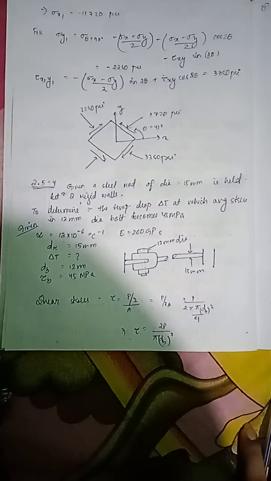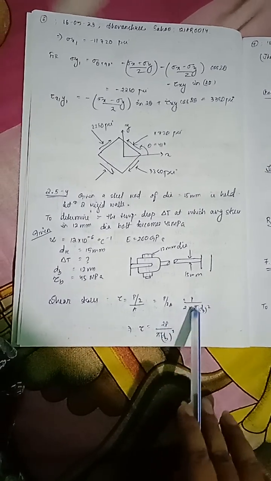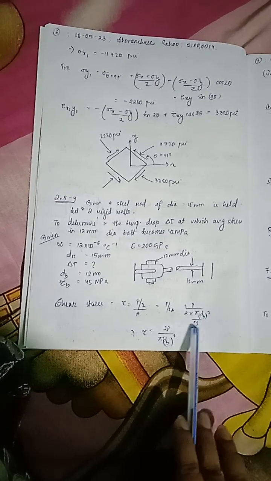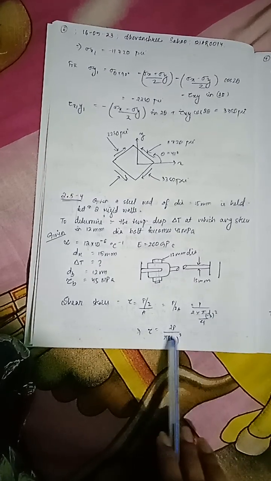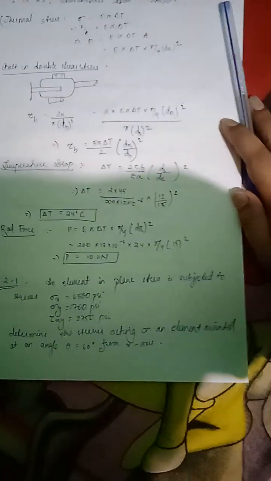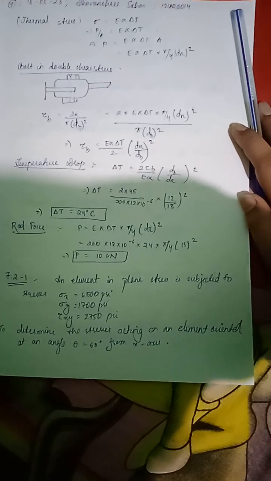So we have the shear stress tau is equal to P by 2A. The area is pi dB square by 4, so tau is equal to 2P by pi dB square. And then the thermal stress is sigma is equal to E alpha delta T. So sigma is equal to P by A, implying P by A is equal to E alpha delta T.